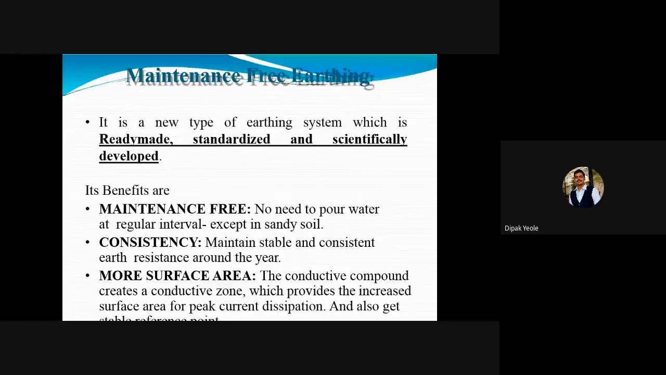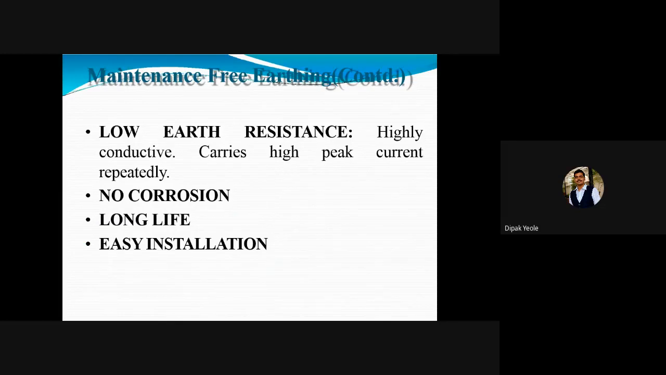So this is the conventional earthing you can see, and this is the maintenance-free earthing. Obviously, it is ready-made, standardized, and scientifically developed. It is maintenance-free, has consistency, more surface area can be captured, and low resistance is available. No corrosion is possible. Long life and easy installation.